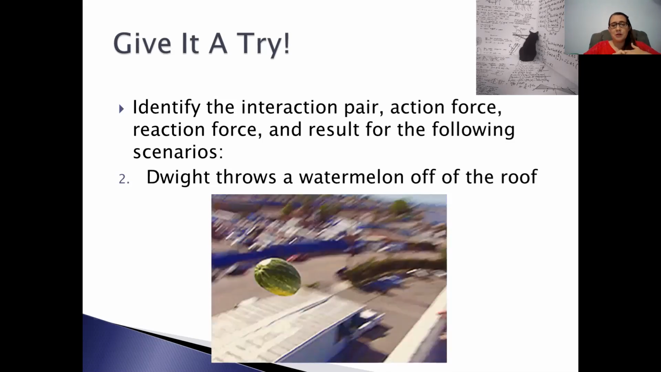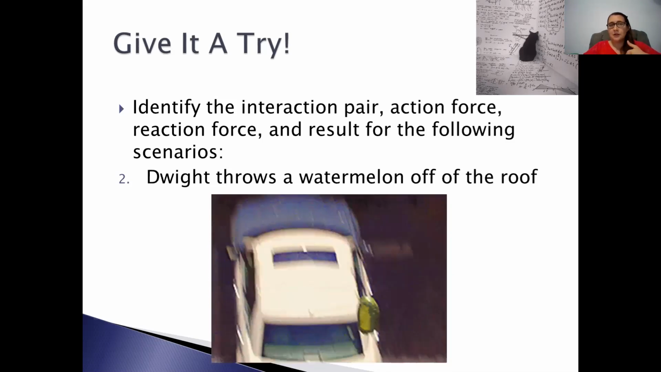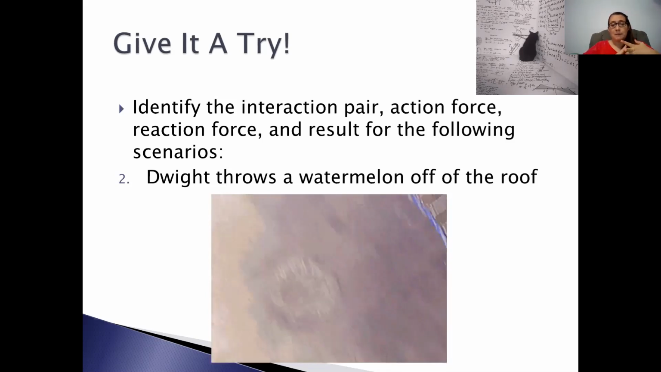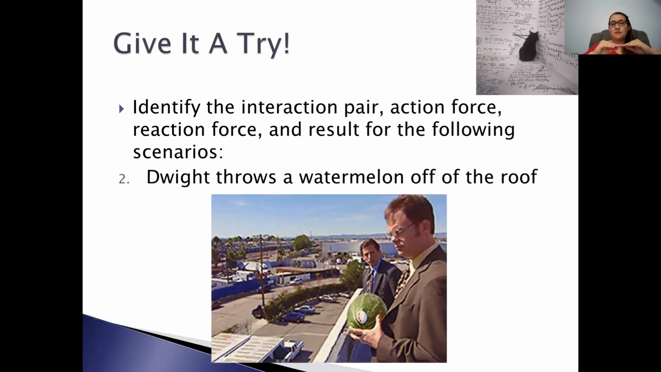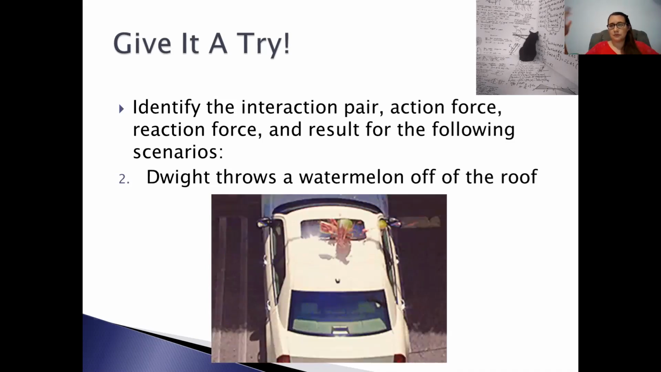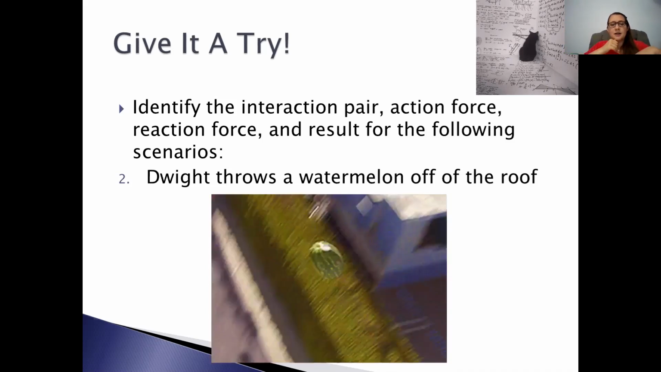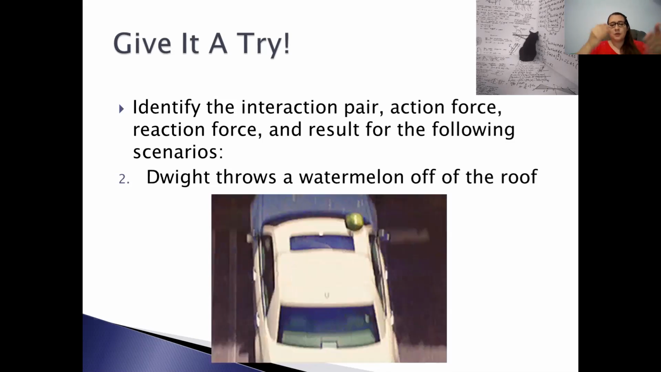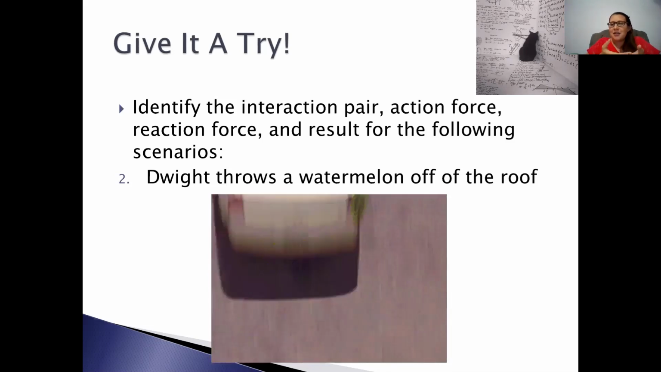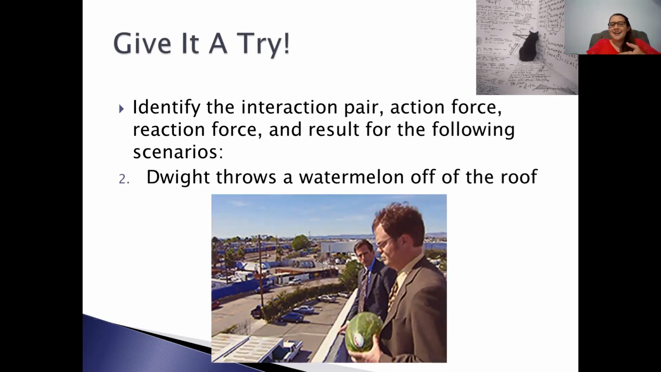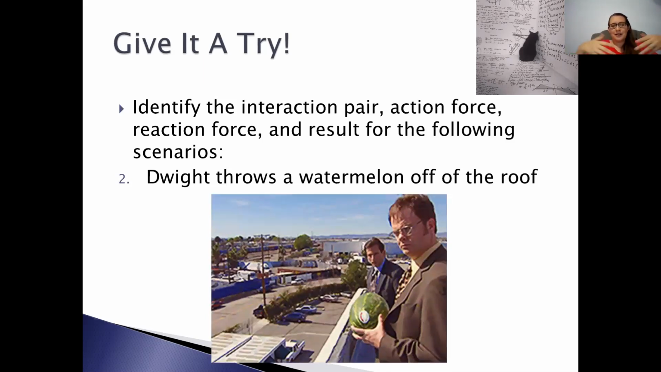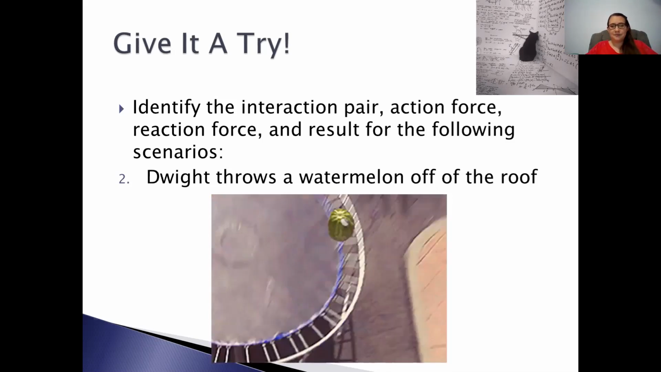Okay, another interaction pair that you could choose would be the watermelon and the trampoline. So action force, watermelon hits trampoline. Reaction force, trampoline applies force to watermelon. And then the result for that is that the watermelon catapults upward. Another interaction pair could be the watermelon and the car. So watermelon hits car, car hits watermelon back. The watermelon is not strong enough to withstand that force, and so it splatters. Okay.